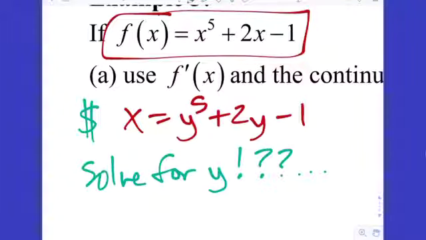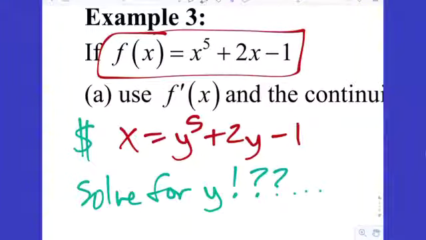Can we solve that one for y? Once I switch x and y, can this one be solved for y? No. Okay. So that's why we need to know that little rule. You can't always find the equation of inverses.